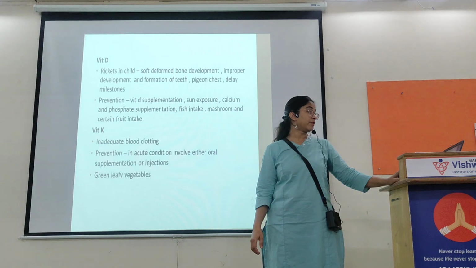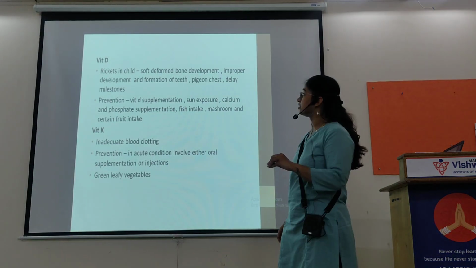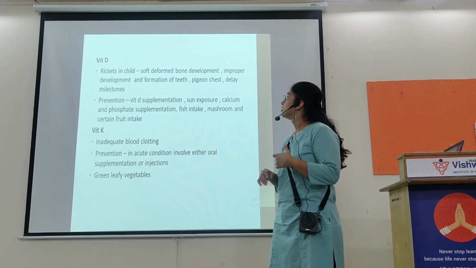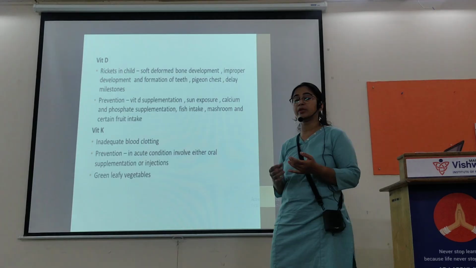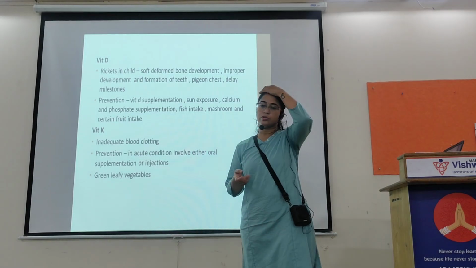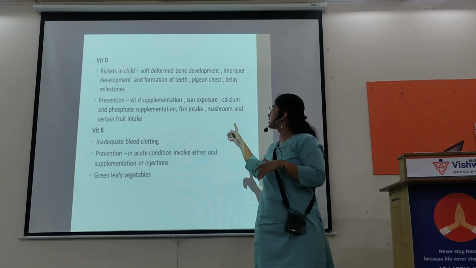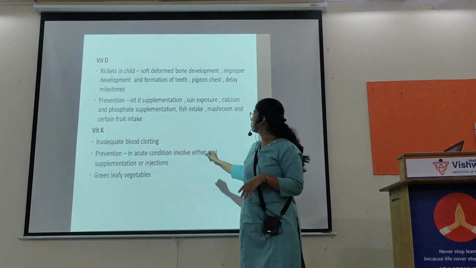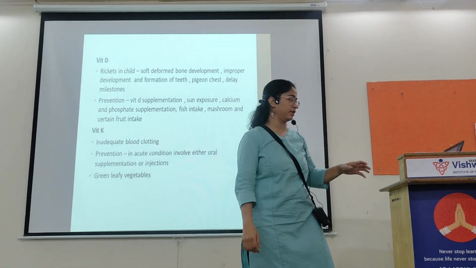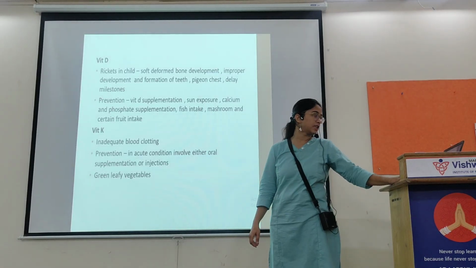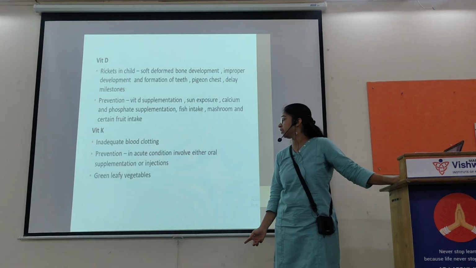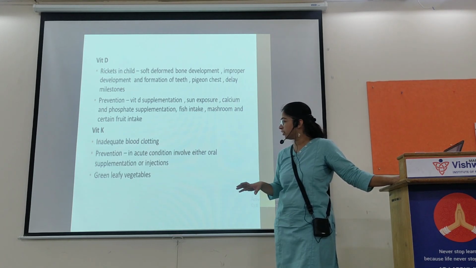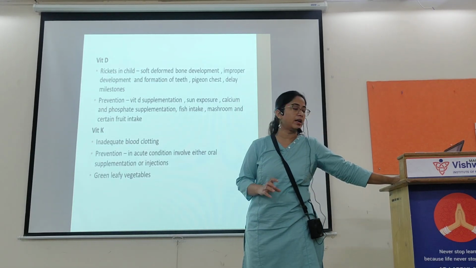Then vitamin D deficiency causes rickets in children, that is soft deformed bone development, slow formation of teeth, and delayed milestones. Okay. So prevention is vitamin D supplementation or sun exposure, also calcium and phosphate supplementation, fish intake and mushroom for vegetarians. Okay. So vitamin K deficiency can cause inadequate blood clotting. So prevention is usually supplementation in active condition and green leafy vegetables in the regular diet.